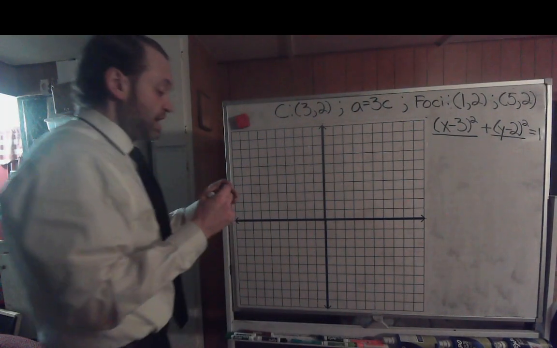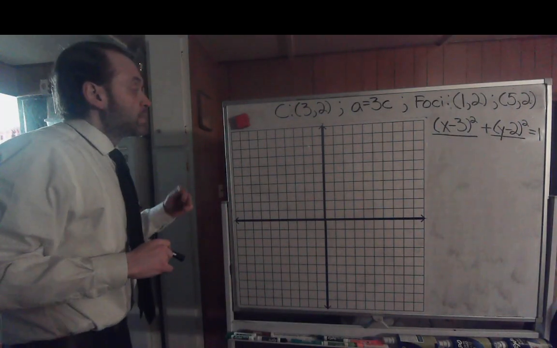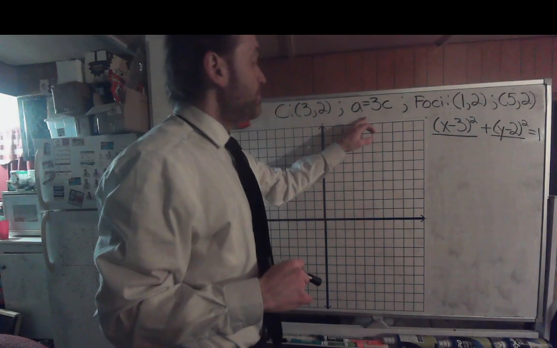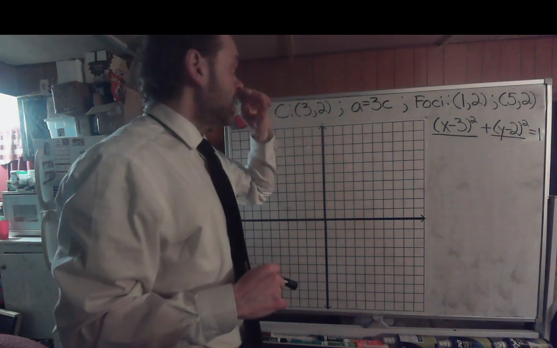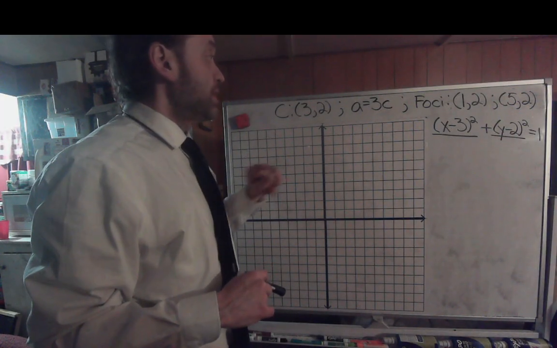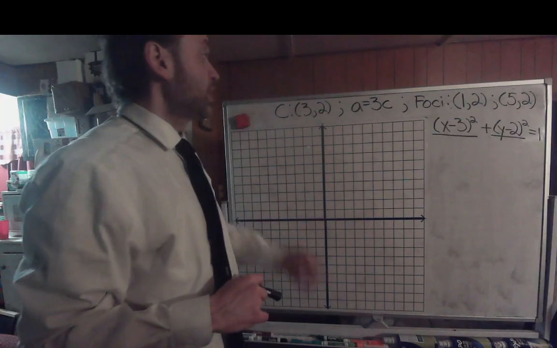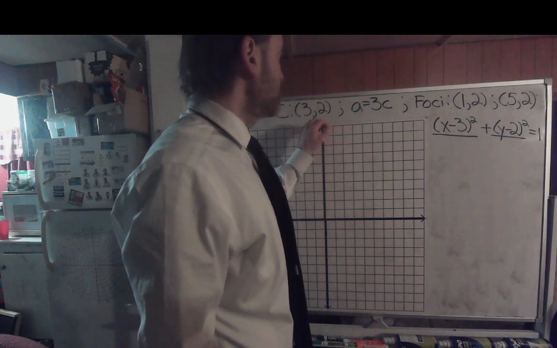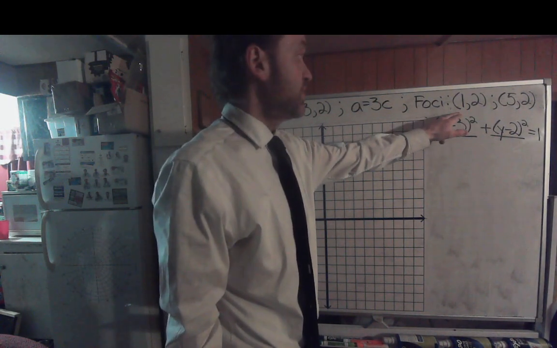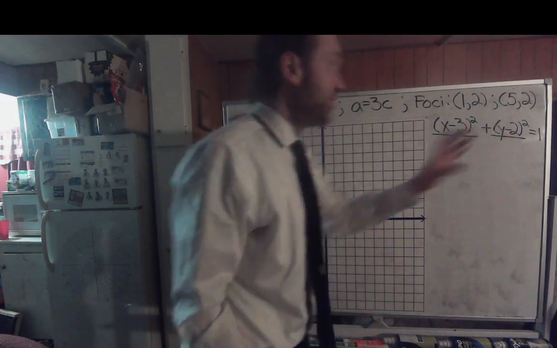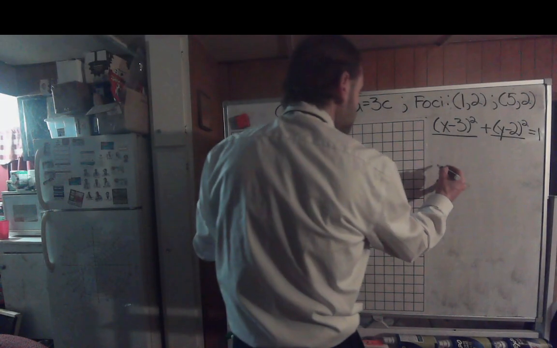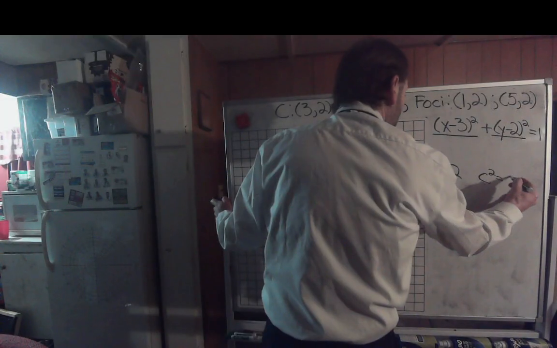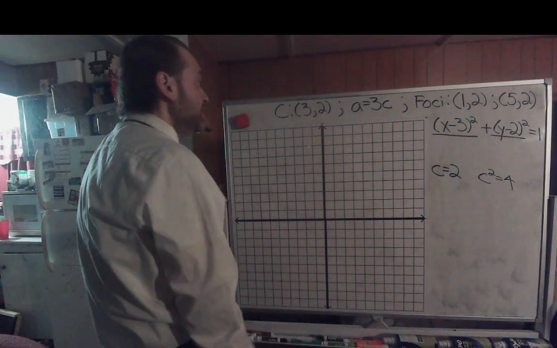That's to start with. Now, alright, so A equals 3c. Now here's the thing. So your foci, the center's halfway between them. So from 3, 2 to 1, 2, that's a change of 2. And then from 3, 2 to 5, 2, that's also a change of 2. So that means my c itself would have to equal 2 units. So c squared equals 4. That c squared is going to come into play in just a minute.